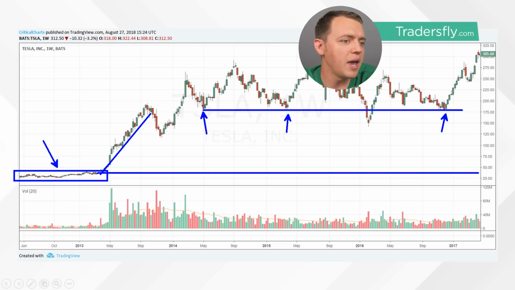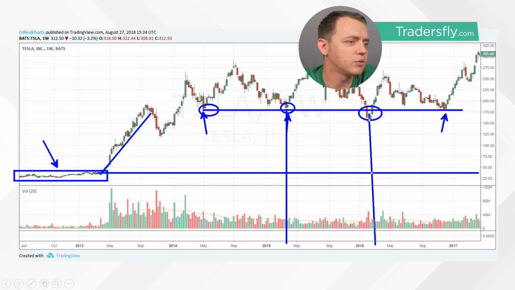So in May of 2014, we've hit that support level of about 175. We've done it also in 2015, right before May. We've broken beyond that support level early 2016, but then managed to get back above it. And then right around late 2016, maybe December time, we've hit it again to hold that support level.